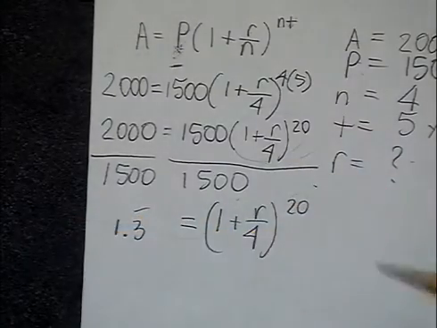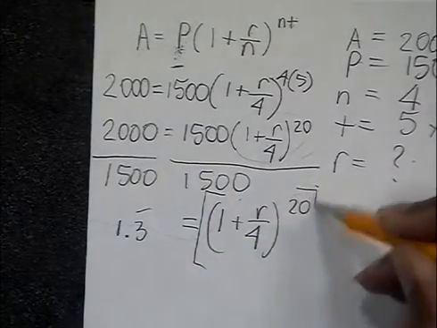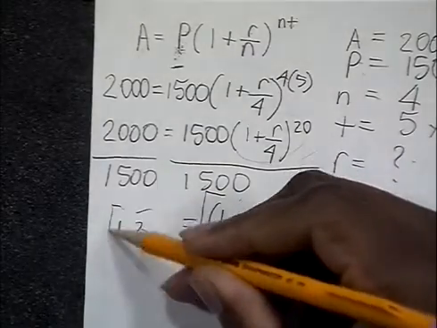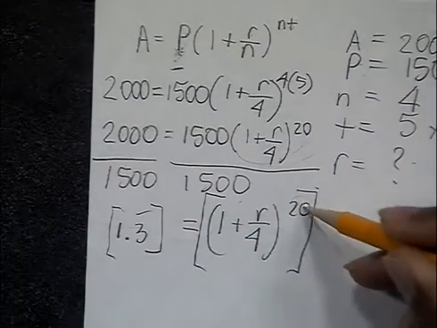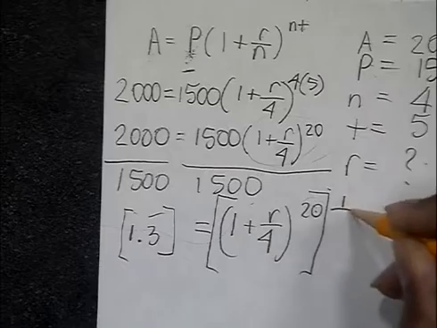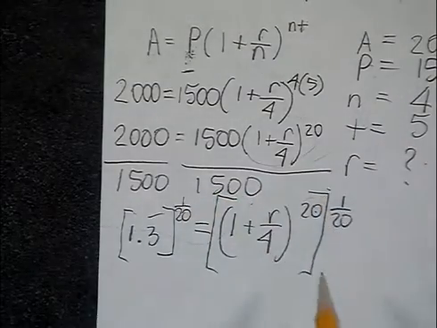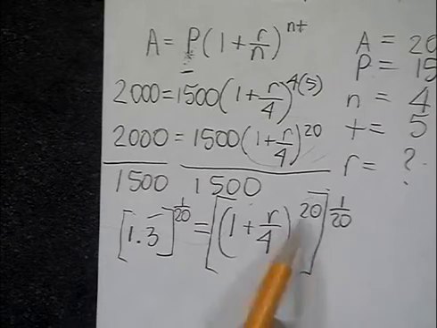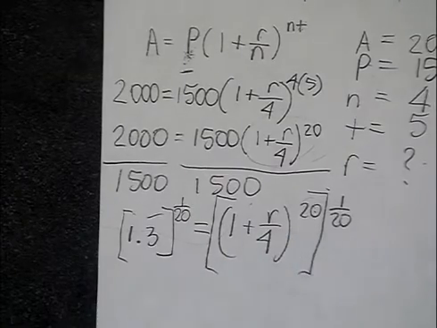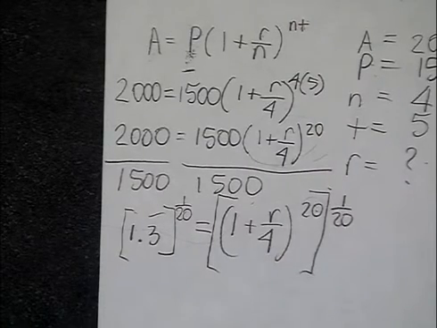You can get rid of this exponent by raising both sides of your equation to the reciprocal of the 20. All right, so raise both sides to the reciprocal of the 20, and what that will do is cancel out that exponent, which is hindering you at this point from being able to solve for r.